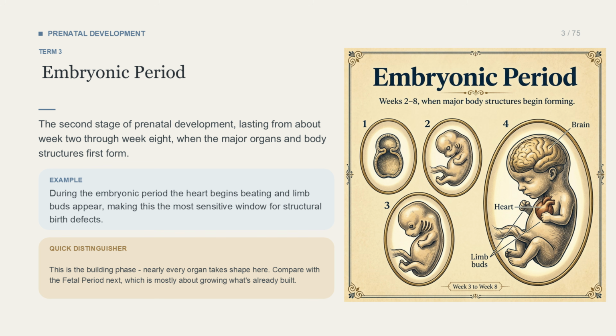3. Embryonic period. Next is the embryonic period. From about weeks 2 through week 8, this is when the major organs and basic body structures begin to form. The heart starts beating, limb buds appear, and because so much is being built at once, this is an especially sensitive time for structural birth defects.